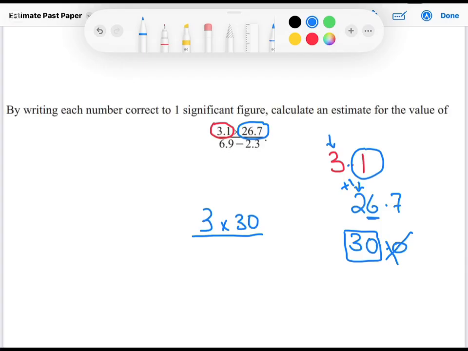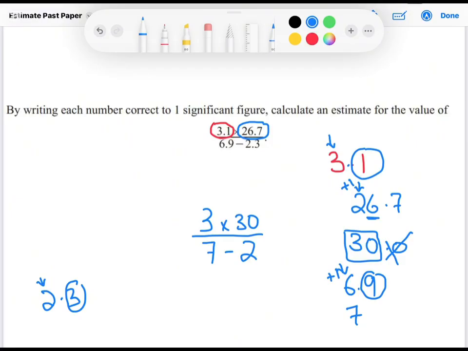Now about the denominator, 6.9. One significant figure is 6. After 6 I have a 9. 9 is bigger than 5, so I will add 1, so this will become 7. So I will write 7 here, minus 2.3. First significant figure is 2. After 2 I have 3, that is lesser than 5, so I will just write 2. As you see, after the decimal point we will not write 0, because that's counted as unnecessary zeros, and it will be counted as significant figures. That is the basic concept. I hope you are clear with this basic concept.